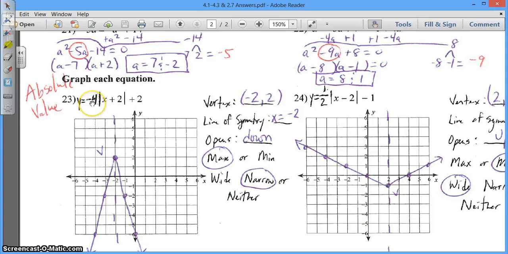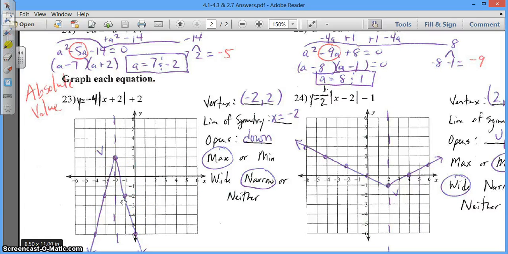Now, with absolute values, we can use this number, the a in front of the absolute value, to use it as a slope to plot our next points. We cannot do that with quadratics, though, because it's not a constant change like absolute values or linear functions. So this is negative 4. So that means my slope would be negative, so I'd have to go down. I'm going to go down 4 to the right one and down 4 to the left one. If you want, you can do that again. It opens down. It is a maximum since our vertex is the highest point, and the 4 makes it a very narrow, skinny graph.